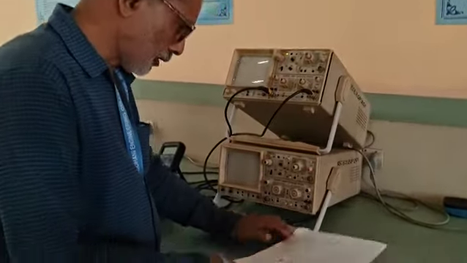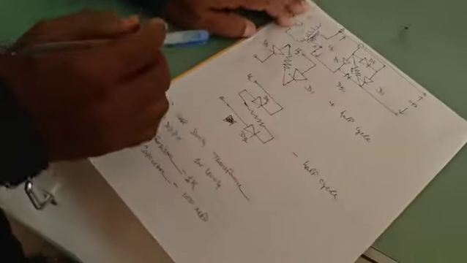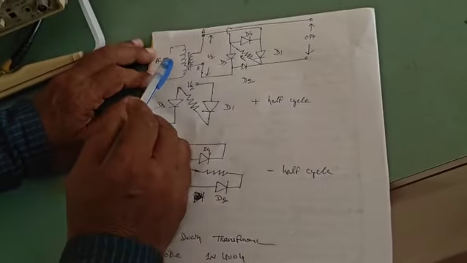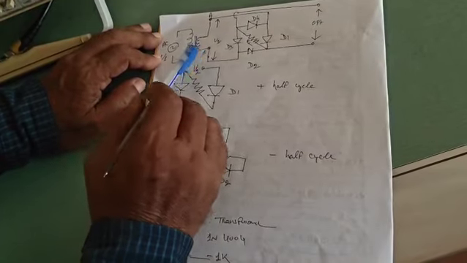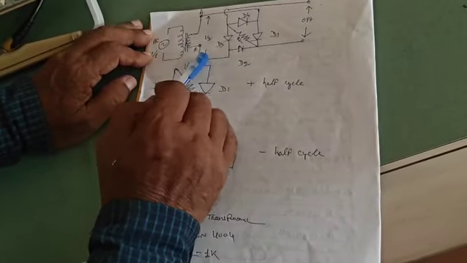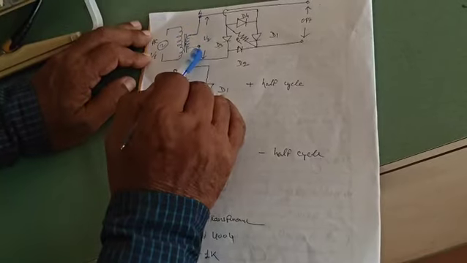This is our circuit diagram. This is your step-down transformer. The primary side is giving the AC input, that is 220 volt. Then this is your secondary side, that is for the low voltage, and this secondary side voltage will be applied to our bridge circuit.